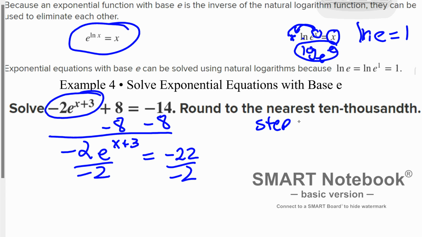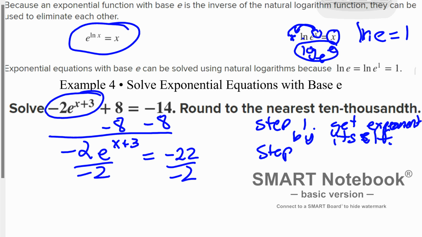So if you're doing steps, step 1, get exponent by itself. Step 2, once it's by itself, then we can go ahead and take the log of both sides. But here, because it's base e, we're going to take the ln of both sides. Log of both sides.